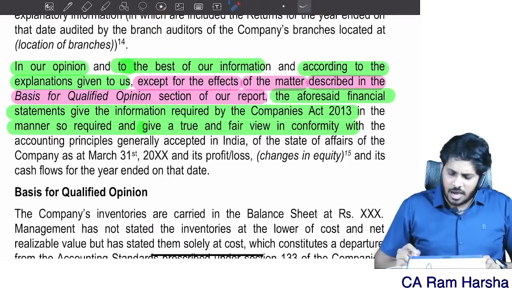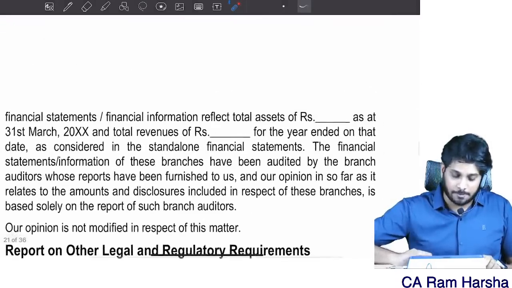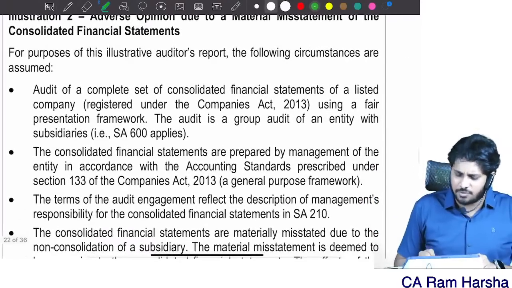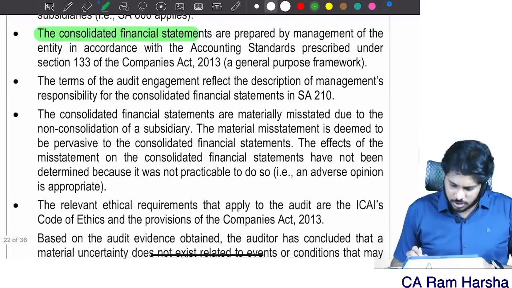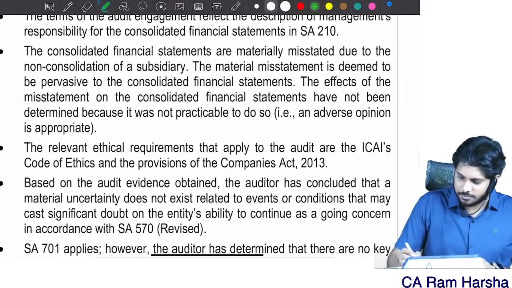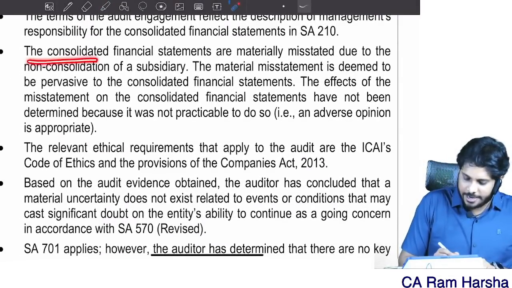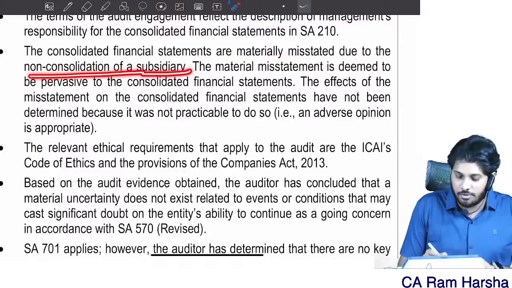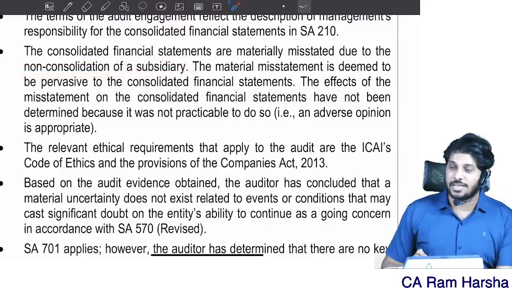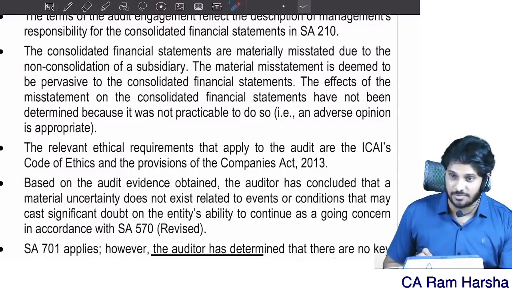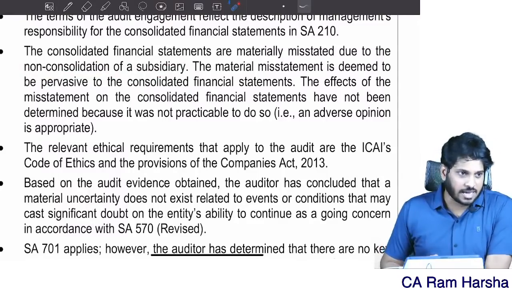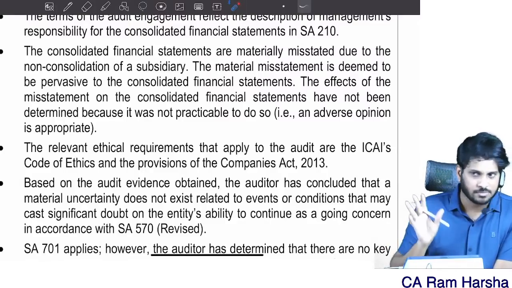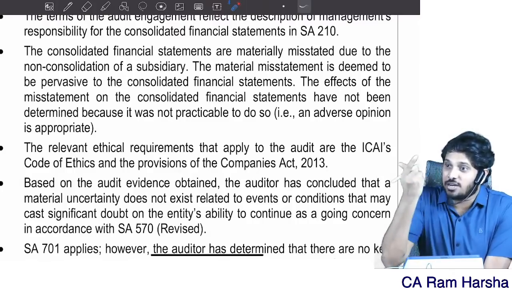Now, how does an adverse opinion look? This is another example, an adverse opinion. Why are they giving an adverse opinion? The consolidated financial statements are materially misstated due to non-consolidation of a subsidiary. Non-consolidation of a subsidiary means what? It's a deviation from the applicable financial reporting framework, right? As per Indian accounting standards, or even as per the Companies Act, every subsidiary has to be consolidated, and if you do not consolidate, it's a violation of the applicable framework, right?